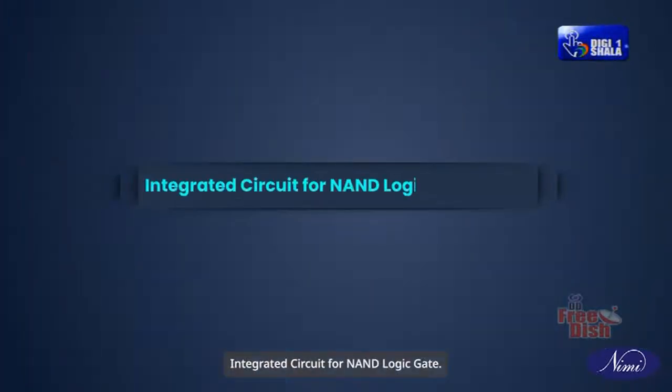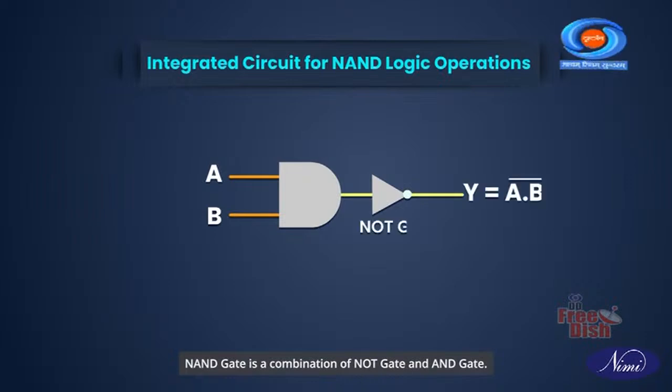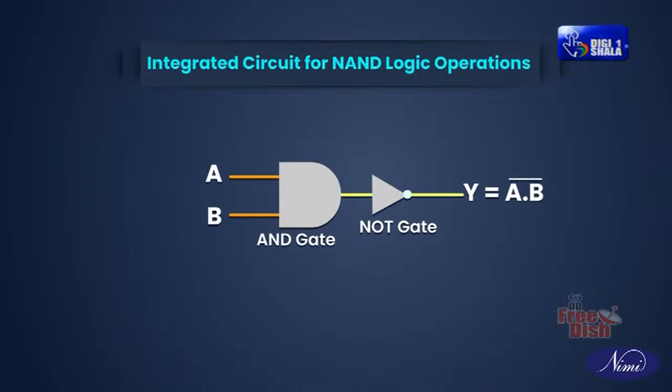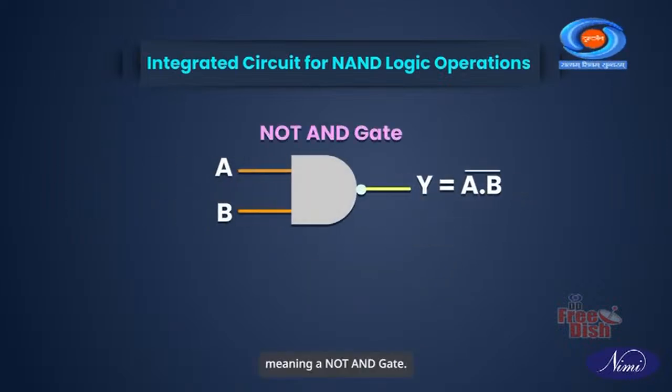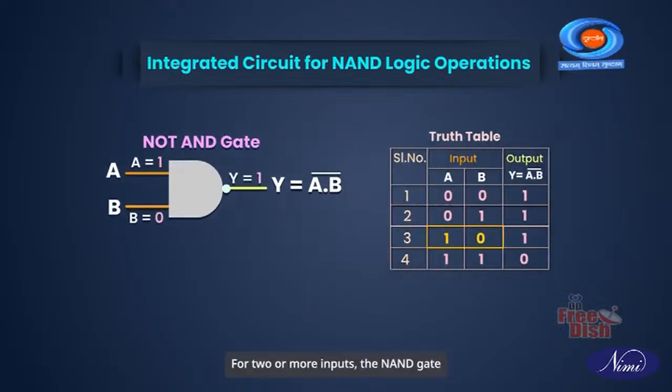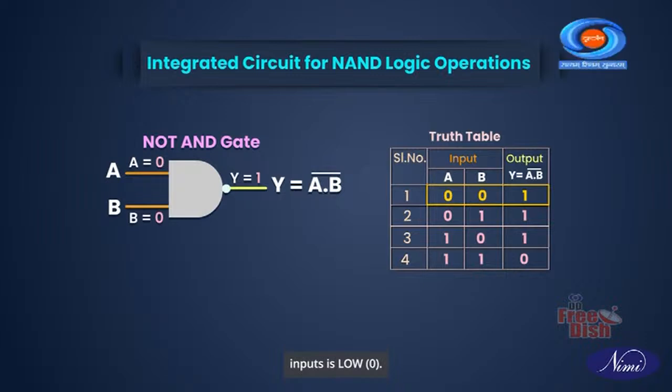Integrated circuit for NAND logic gate. NAND gate is a combination of NOT gate and AND gate. In other words, NAND gate is an inversion of AND gate. It is called NAND as N stands for NOT, meaning a NOT AND gate. For two or more inputs, the NAND gate produces a high output only if one of the inputs is low.